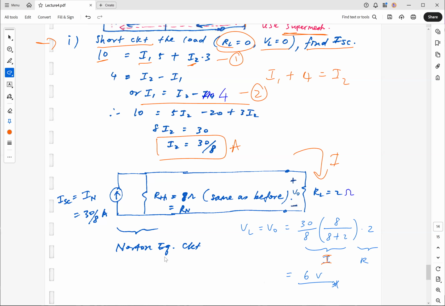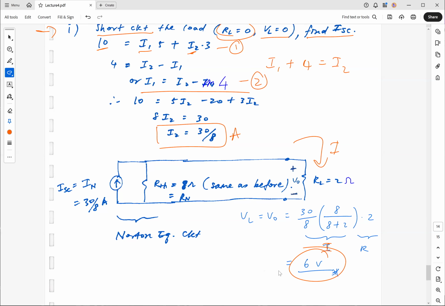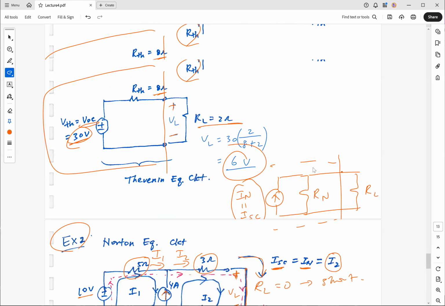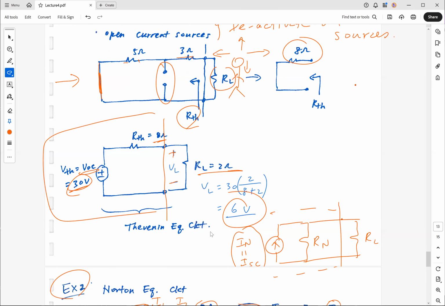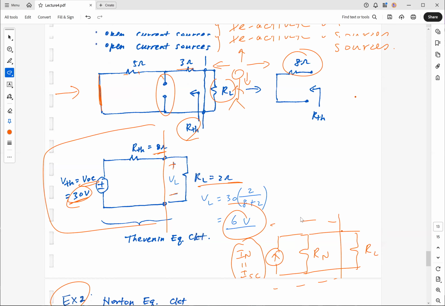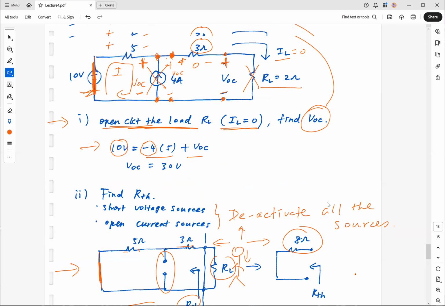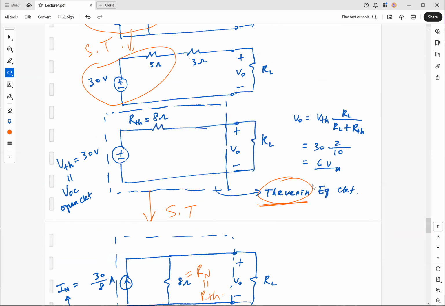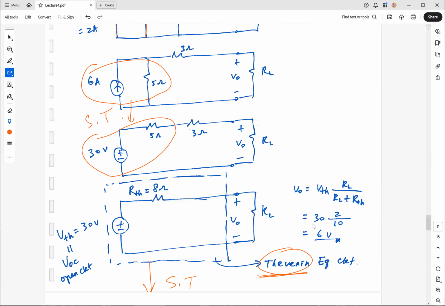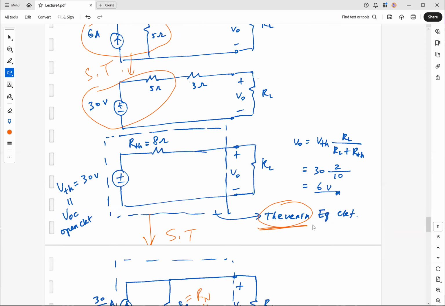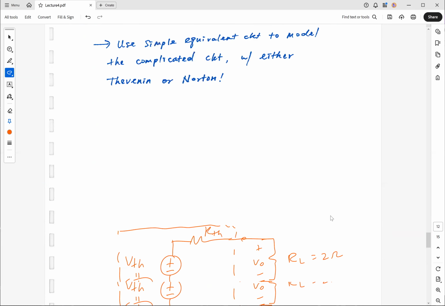Again, I got exactly the same answer as before. So 6 volts from the Norton equivalent circuit, 6 volts from the Thevenin equivalent circuit, and lastly 6 volts again using source transformation. Everything checked. If you do everything right, these three should give you exactly the same answer. Thevenin and Norton.